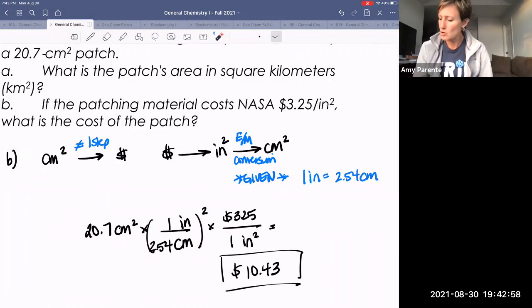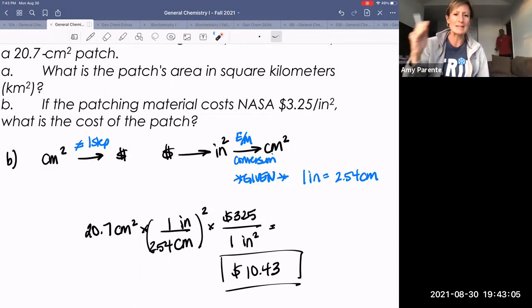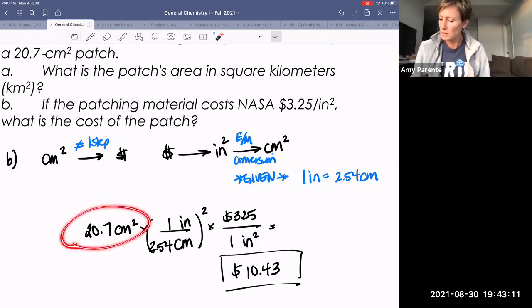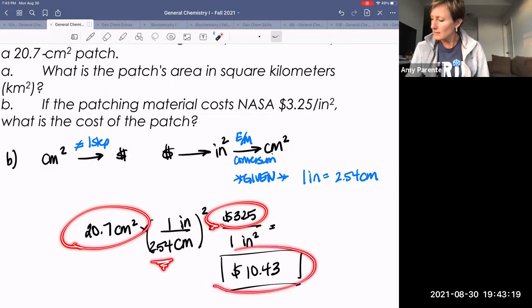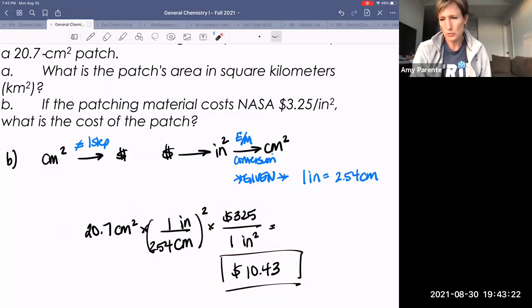So I have to remember when I'm putting this in my calculator, I have to have two 2.54s in my denominator, okay? So the math that you'll put into your calculator is 20.7 times 3.25 divided by 2.54 squared. If you go ahead and do that, you should get 10.43.